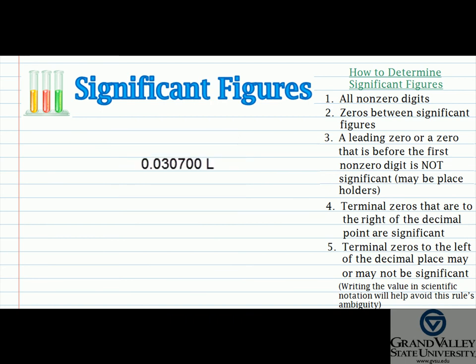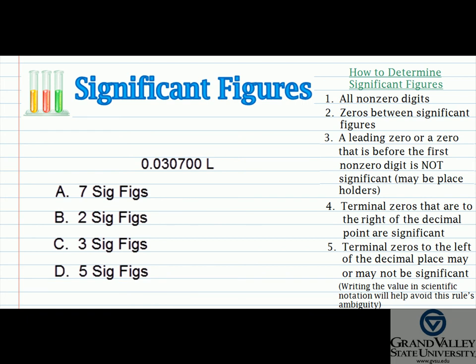For the last example, this number has a total of 7 digits, but some digits may or may not be significant. Let's figure out which digits are significant figures. Notice that there are 4 choices for the number of significant figures. Which option is correct? Let's take a look at option A. According to rule number 3, a leading zero that is before the first non-zero digit is not significant. Therefore, these zeros are not significant, which causes option A to be incorrect.